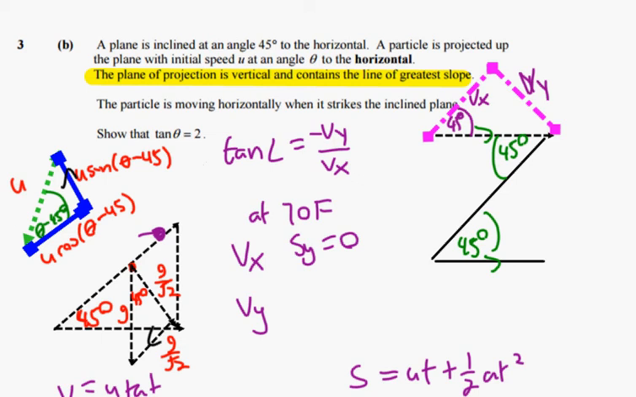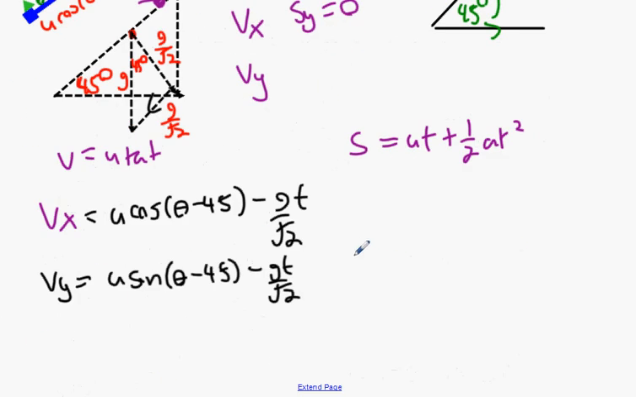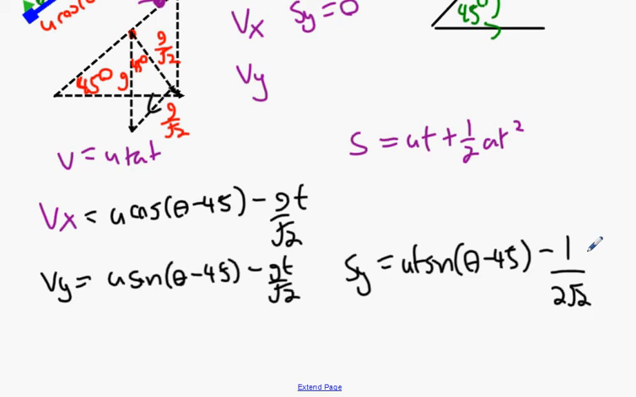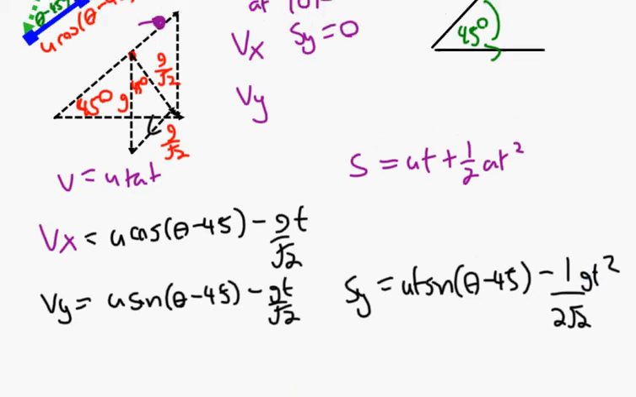But you might do it by default, but we'll just go straight to sy, save ourselves some time. So this u value here multiplied by t, so it's u t sin(theta minus 45), and then minus a half g t squared. So it's going to be a half of this, add on a t, so it's going to be 1 over 2 root 2 g t squared. I'm going to follow my formula here. I'm going to get sy equals 0.